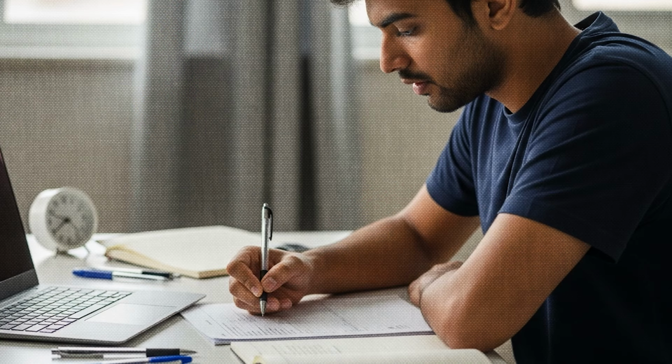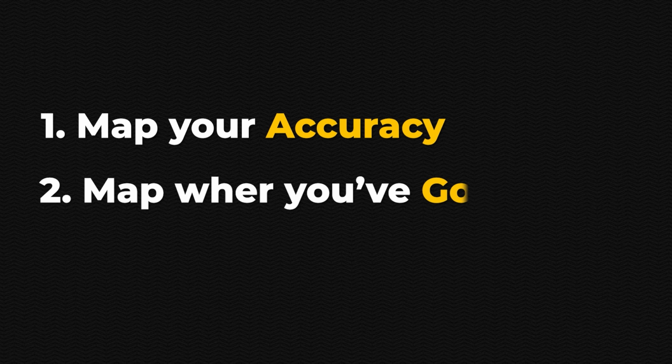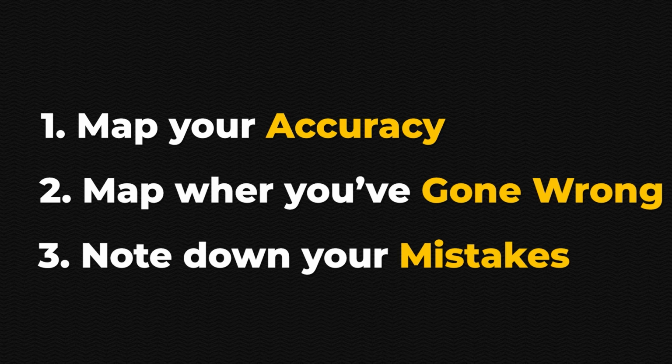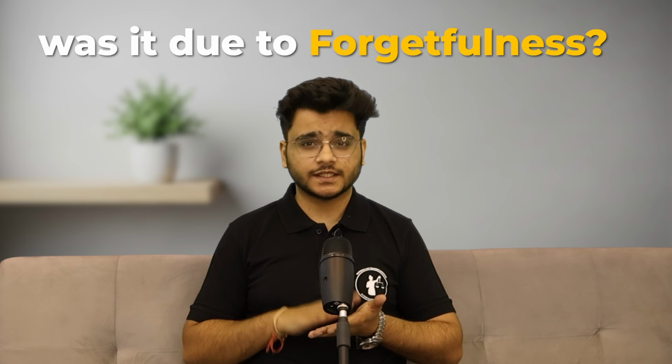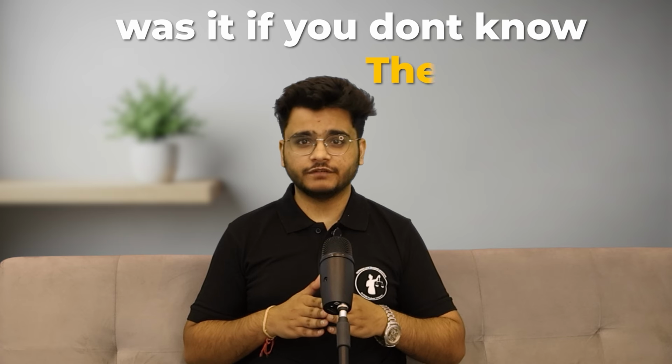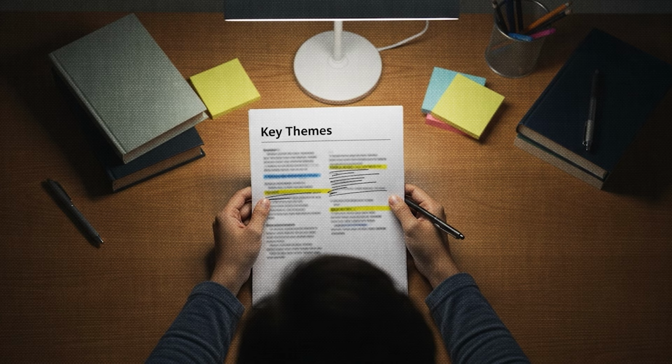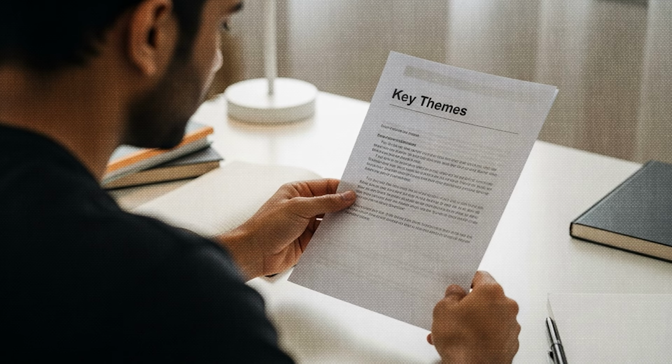In the week 7, your goal should be testing and final push. In this week, what you should do is take 3-4 full GK tests. After the test, map your accuracy, map where you've gone wrong, and note down your mistakes. Was it due to forgetfulness? Was it that you don't know the event altogether? Or was it a confusion question? Categorize those wrong questions into themes and revise those themes on the same day.